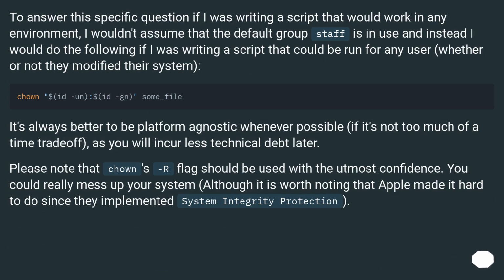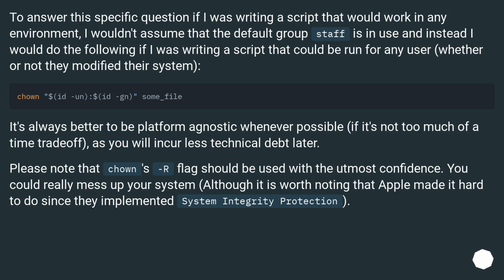To answer this specific question, if I was writing a script that would work in any environment, I wouldn't assume that the default group staff is in use, and instead I would do the following if I was writing a script that could be run for any user, whether or not they modified their system. It's always better to be platform agnostic whenever possible, if it's not too much of a time trade-off, as you will incur less technical debt later.